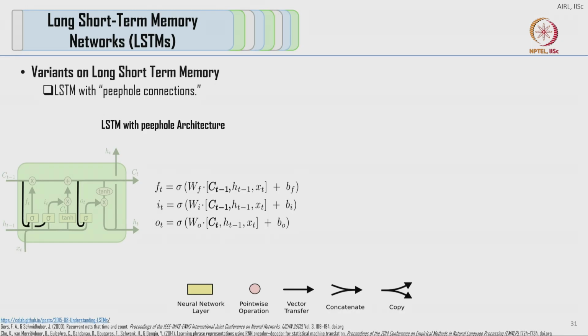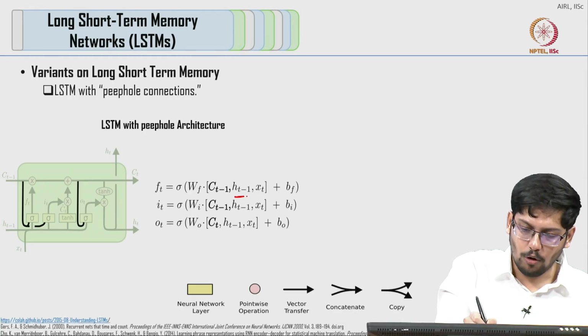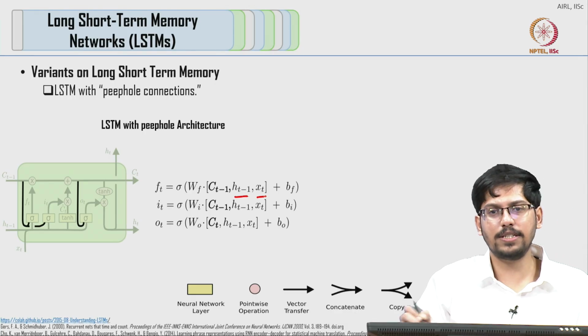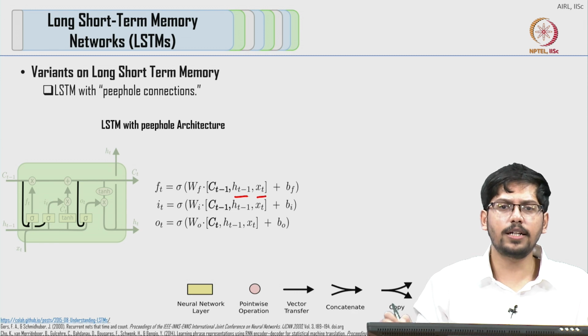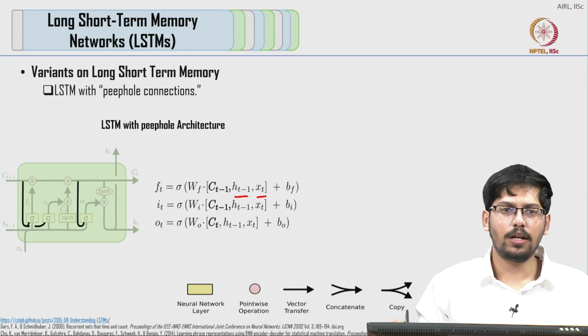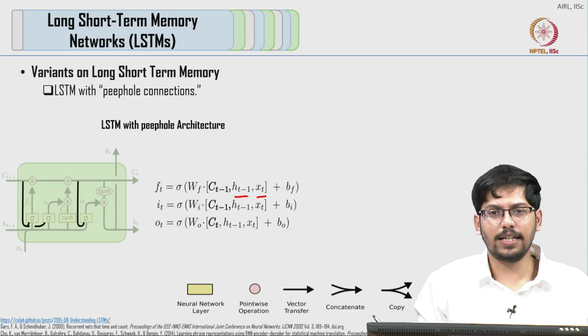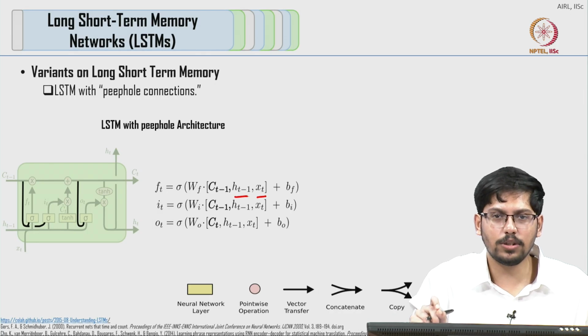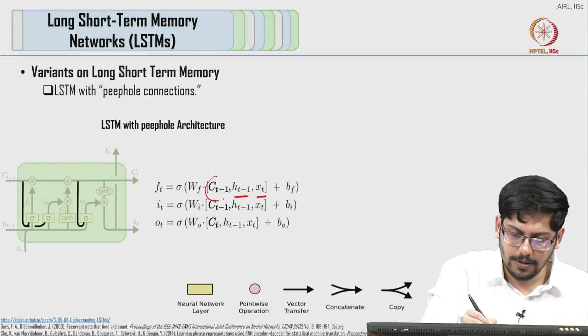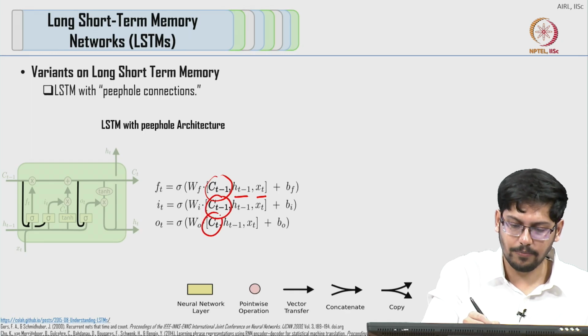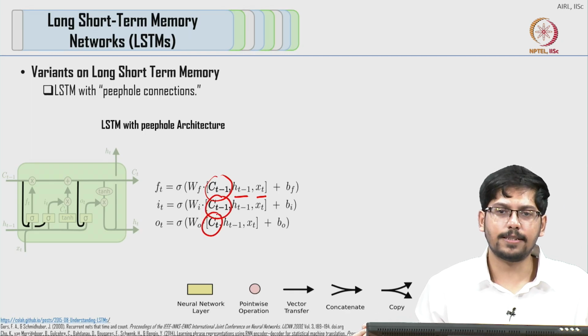Now, there are different variants of LSTMs as well. One variant we observe here is the LSTM with peephole architecture. If we observe in the previous structure, the input and the forget gates depend only on the hidden state, which is ht minus 1, and the current input, which is xt. However, for the LSTM with peephole architecture, it is essentially peeking into the cell state, which is involving Ct minus 1 here, in all of these gates.